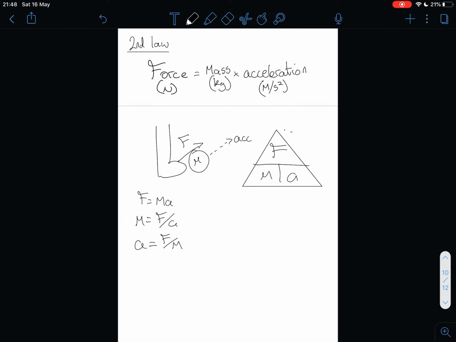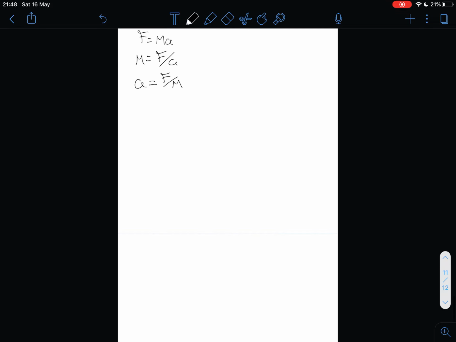F equals MA. It's just memorising it, and you will be needed to memorise it. The third and final one. Third law.